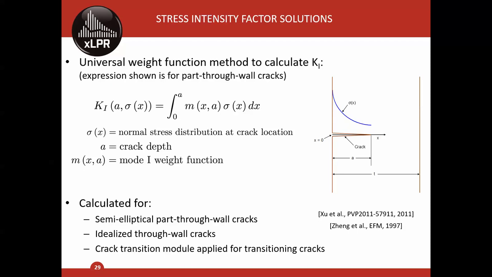The stress intensity factor calculation models were developed in xLPR for calculating K for axial and circumferential semi-elliptical surface cracks on the inner diameter, which are implemented in the KPW module, as well as axial and circumferential idealized through-wall cracks, which is implemented in the KTW module. The crack transition module, which I'll discuss later, provides adjustments to the stress intensity factor solutions for the transitioning trapezoidal through-wall cracks.